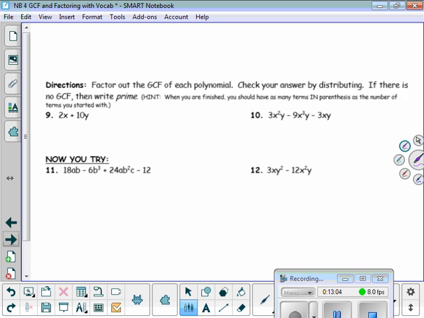Next, 2x plus 10y. What do they both have in common? Any letters? No? Why don't you put a line underneath both of them? Put the number you just said.